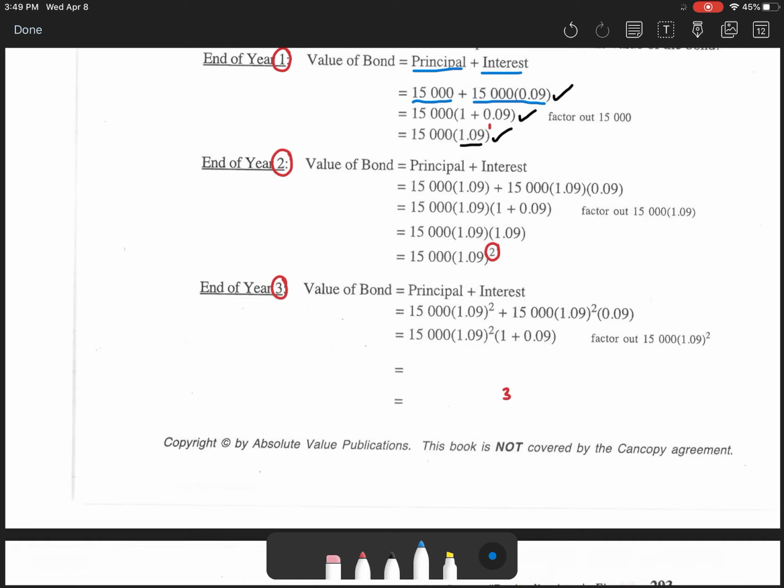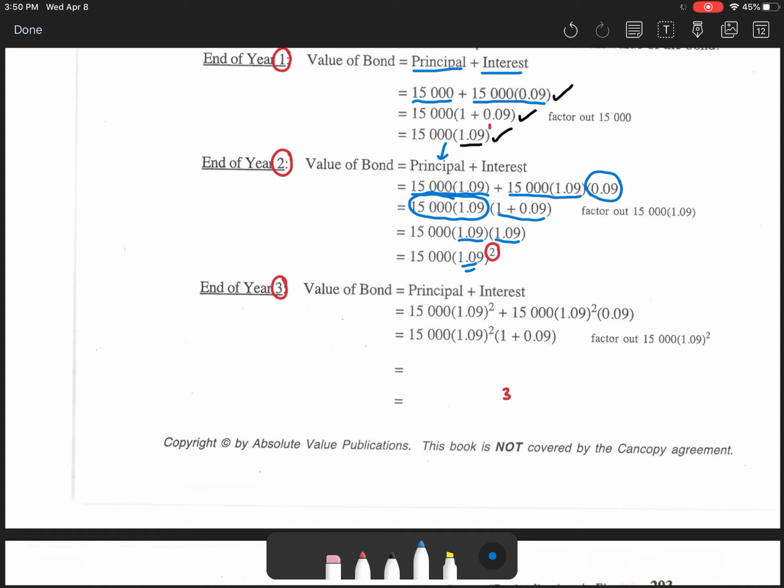Now, in year 2, remember what happens is that the amount I ended up with at the end of year 1 is now my principal at the beginning of year 2. So that's why I have 15,000 times 1.09 as my starting amount. I have that amount again right there, but I have to calculate the interest on it. So I multiply it by 9%. Again, I have two terms. I factor out what's common to those two terms, which is the 15,000 times 1.09. Both terms have that. What's left when I factor that out is 1 plus 0.09, which when I add them, I get 1.09 again.